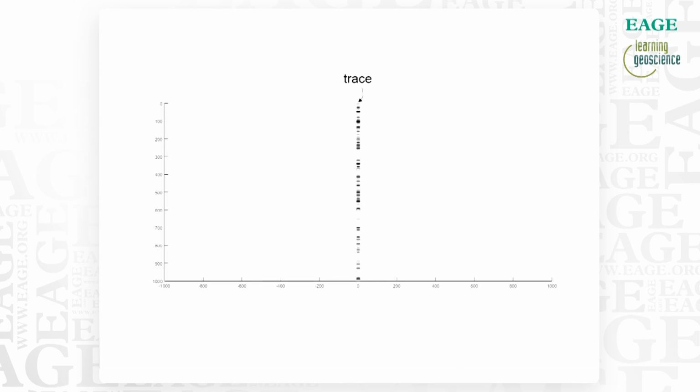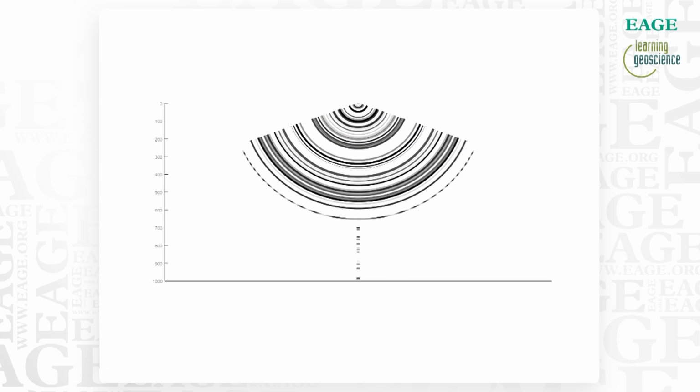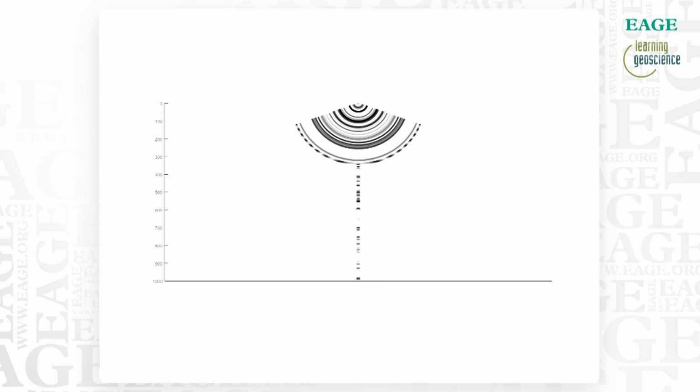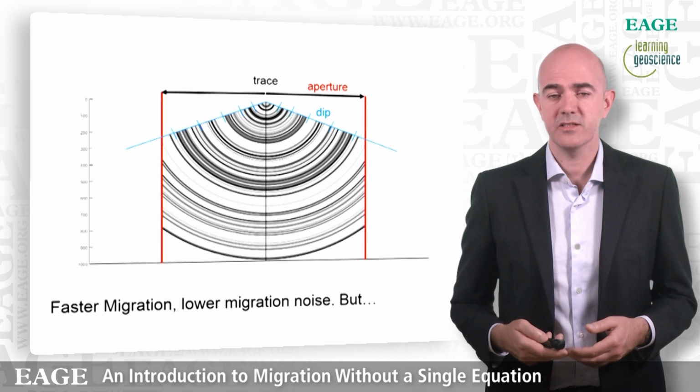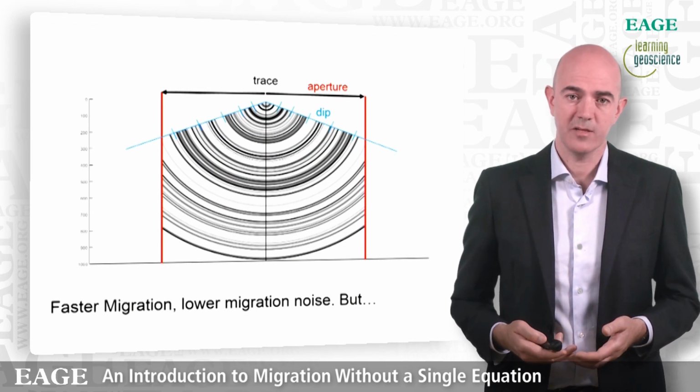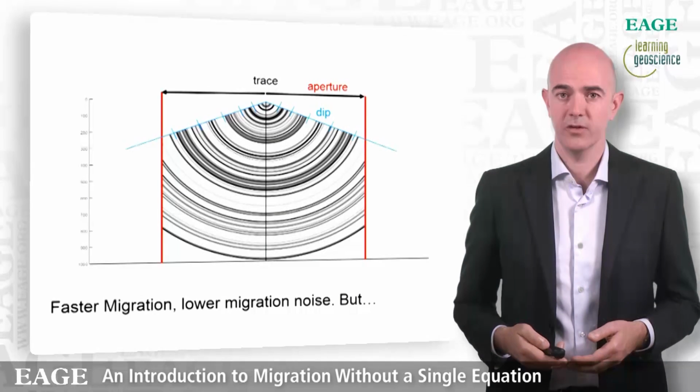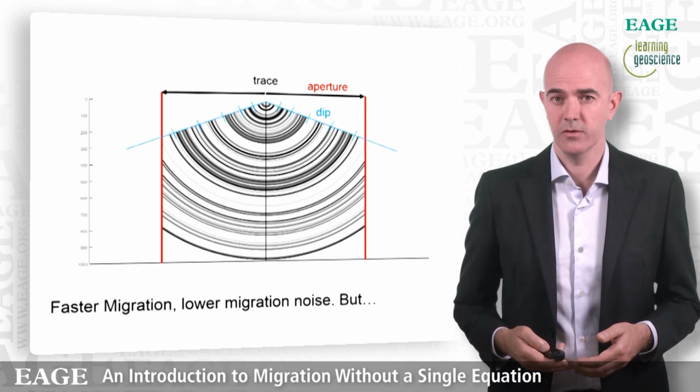So the solution is limiting the migration operator, tapering the migration operator and cutting it at a certain maximum distance that we call aperture and at a certain maximum slope that we call the dip. So the tapered and cut migration operator will look like this. It is something which is used to have a faster migration, but also to reduce the migration noise. It has to be done carefully though.